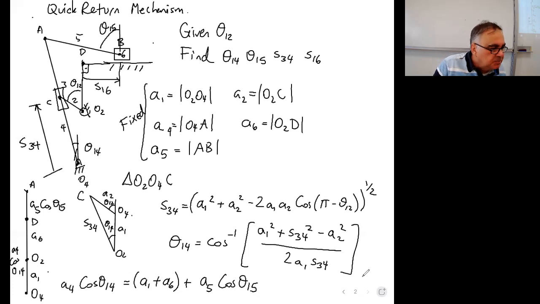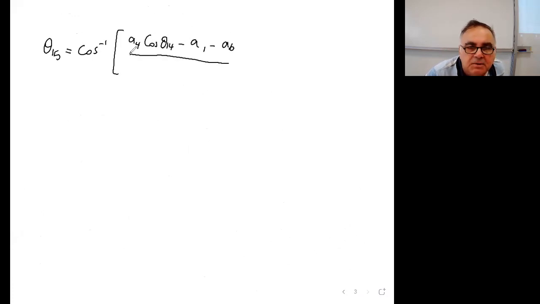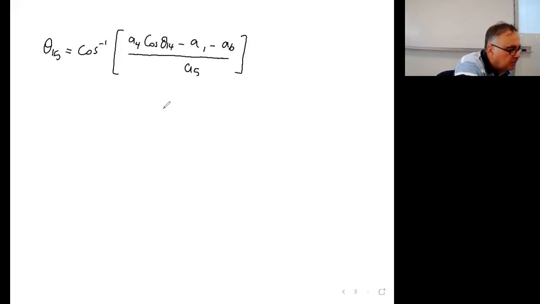So let me go to another page. Therefore, I can write theta 1,5 is equal to cosine inverse of A4 cosine theta 1,4 minus A1 minus A6, divided by A5. I just solved that equation for theta 1,5.